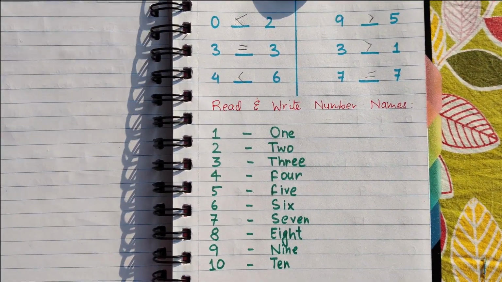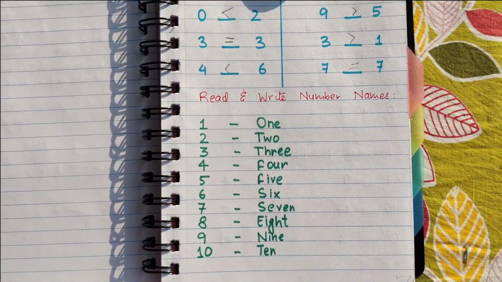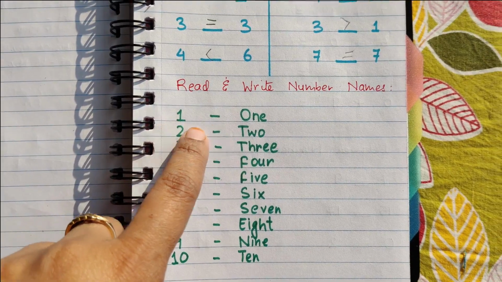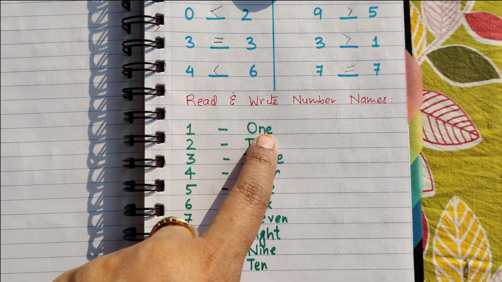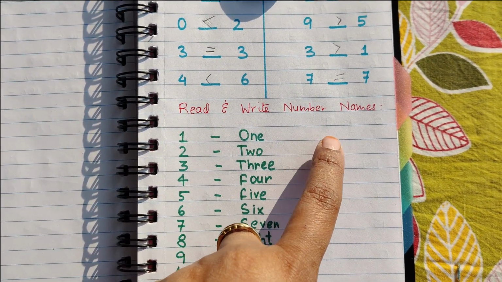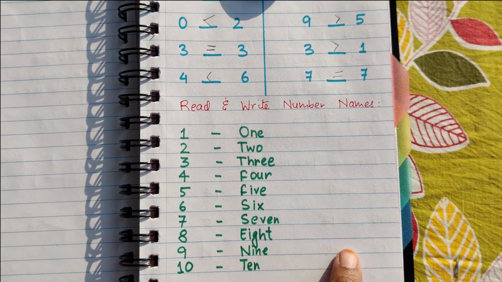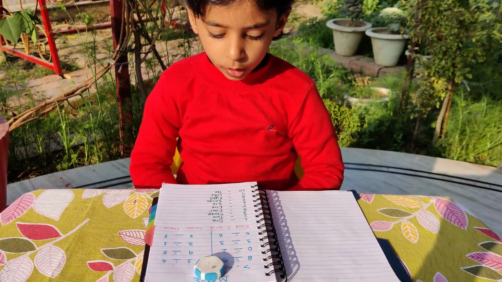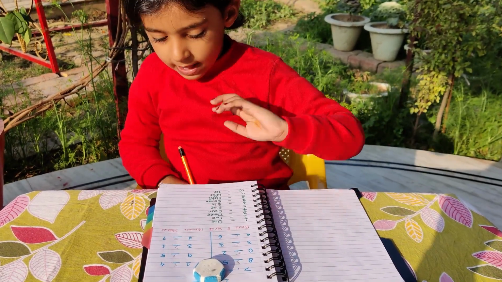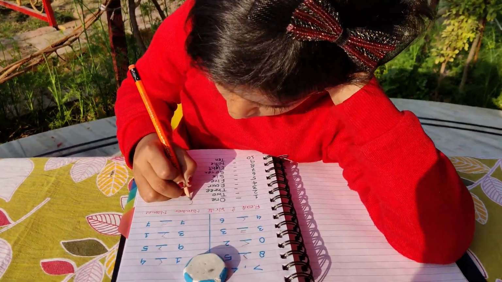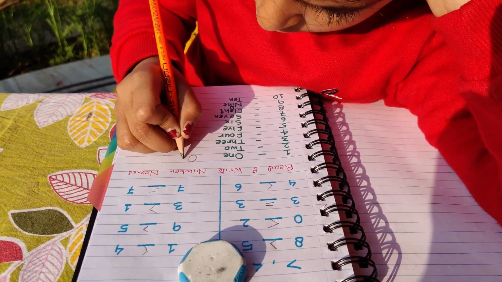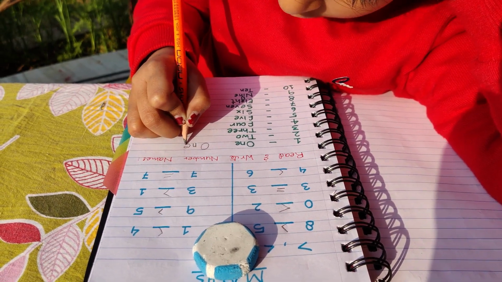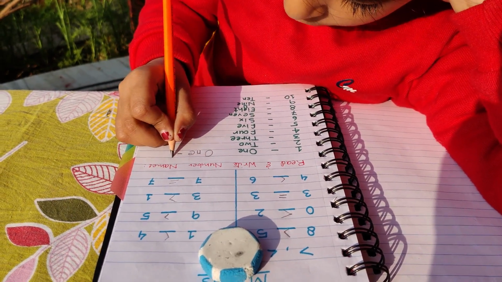The next activity is read and write number names. Mahira, you have to read these number names, like 1, O-N-E, 1, and then you have to write here O-N-E, 1. Okay? You have to repeat the number names. Chalo. O-N-E, 1.